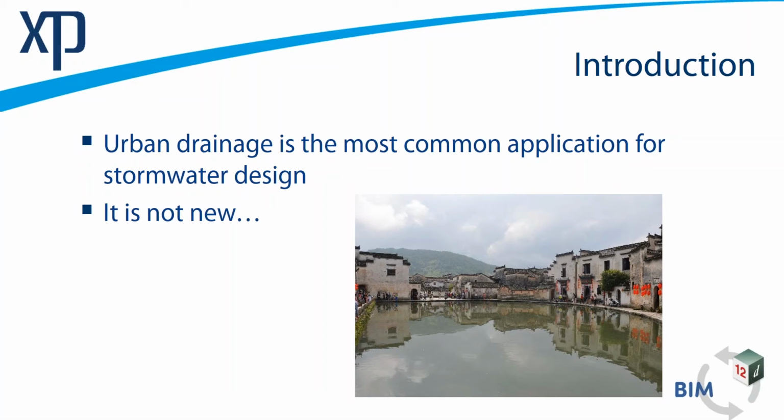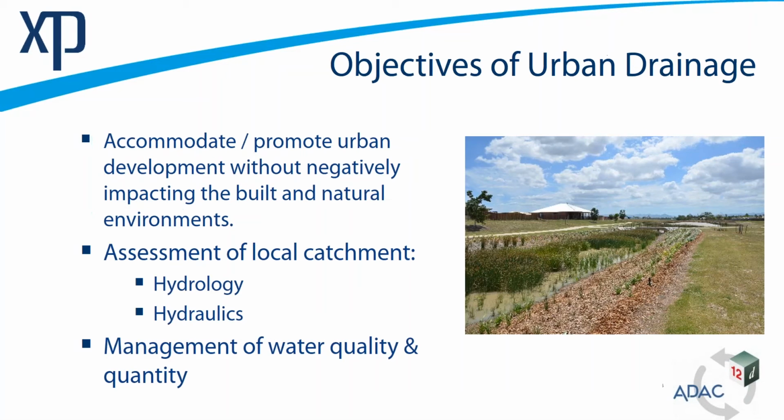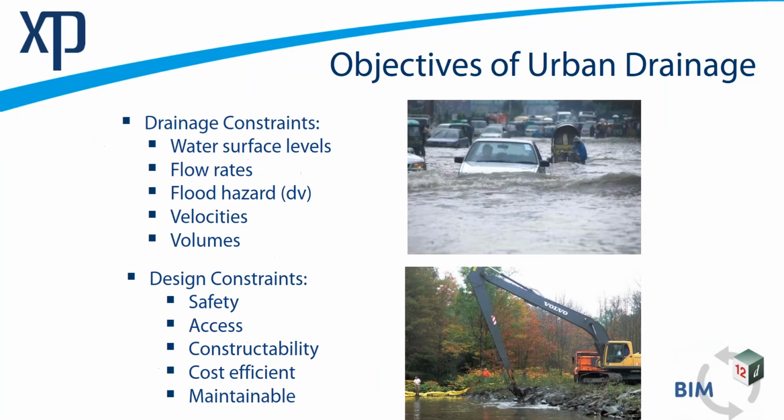So stormwater is not new. It's always been a problem. We're just looking at better ways to try and manage it. So the reason we need to have a look at how we're going to manage this is we want to accommodate and promote urban development without negatively impacting the built environment. We want to assess the hydrology and the hydraulics, and also look at the management of water quality and quantity as a whole.